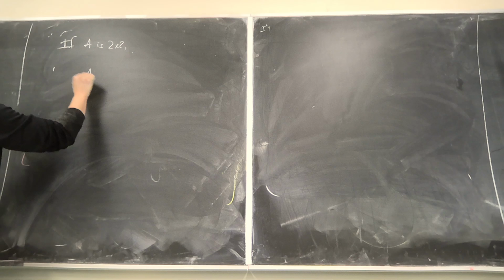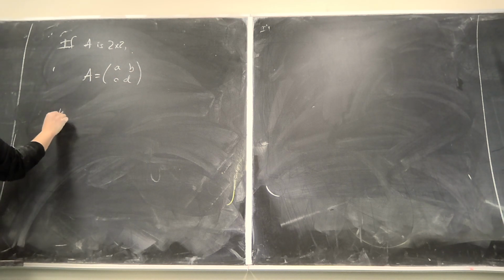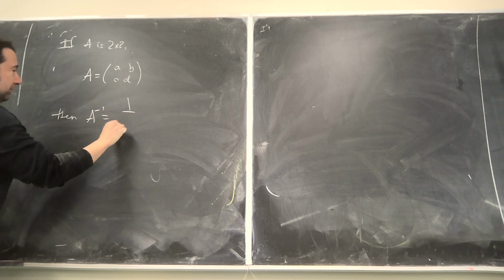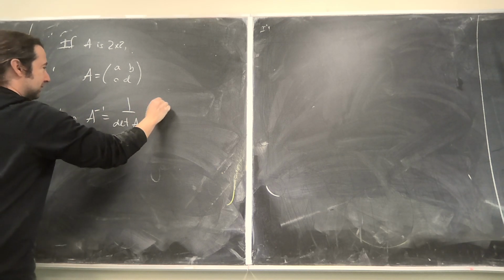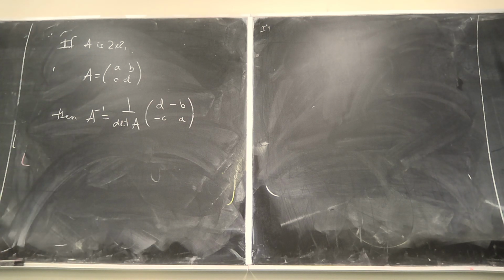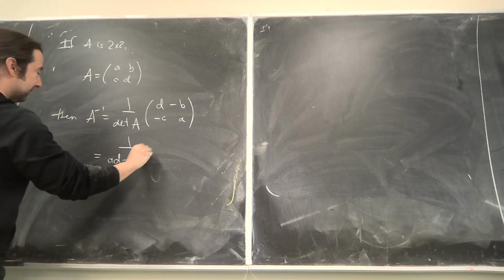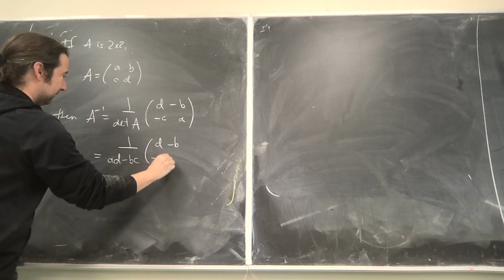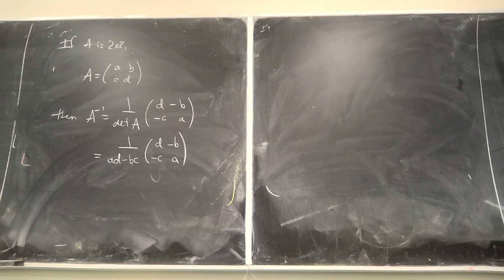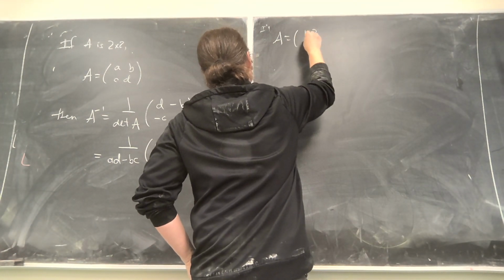If A is a 2 by 2 matrix, so if A is [a, b; c, d], then A inverse is 1 over the determinant of A times [d, minus b; minus c, a]. This only works for 2 by 2 matrices. If you like it as a more written out formula, it's 1 over (AD minus BC) times [D, minus B; minus C, A]. We can implement that really fast. Let's look at A equal to [1, 2; 6, 8].